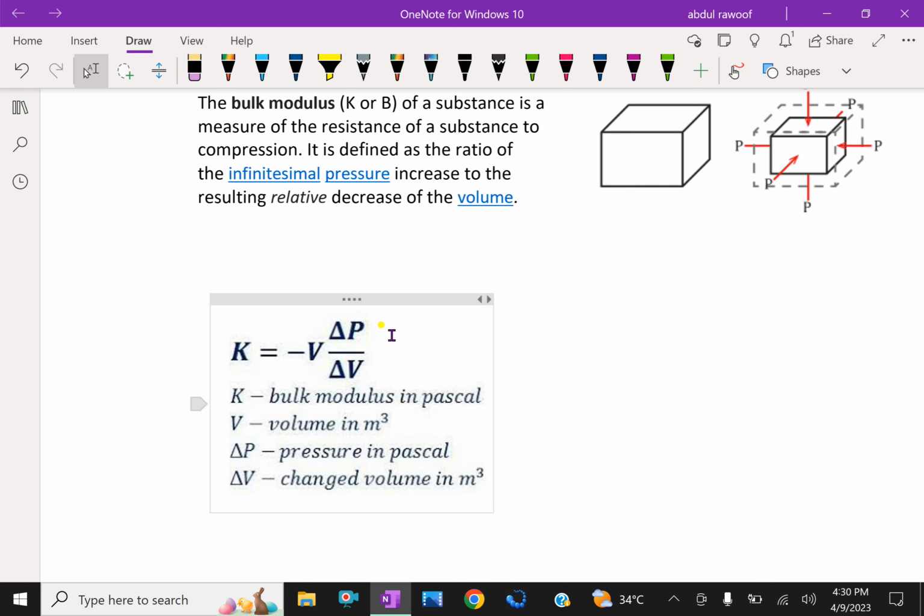Here, the bulk modulus is a modulus of elasticity related to the change in volume of an object due to applied deforming forces. Hence, it is also called elasticity of volume. Bulk modulus of elasticity is a property of solids, liquids, and gases.